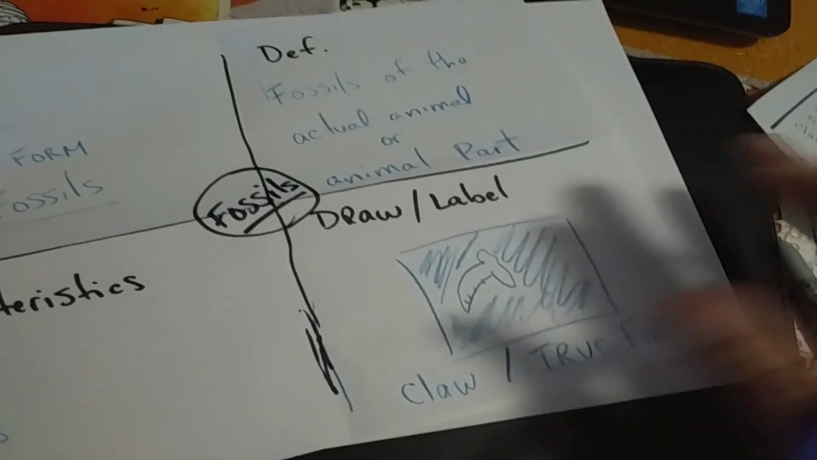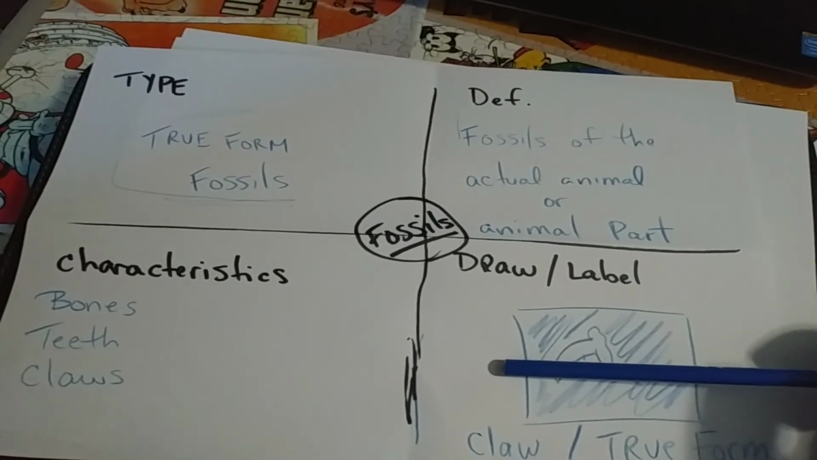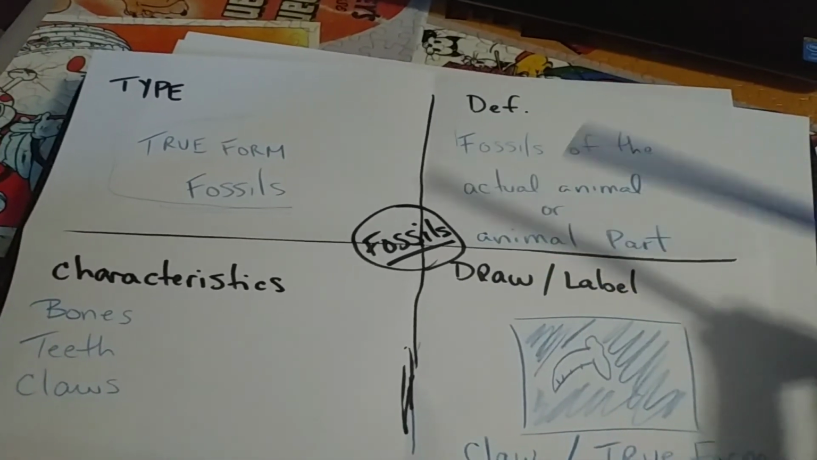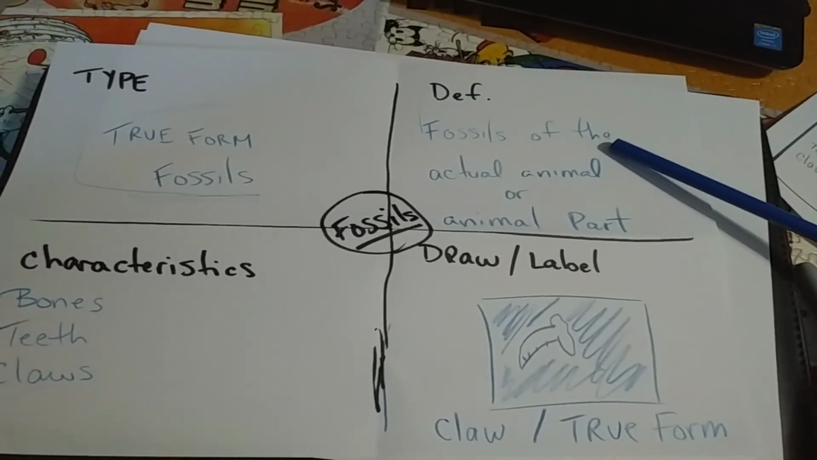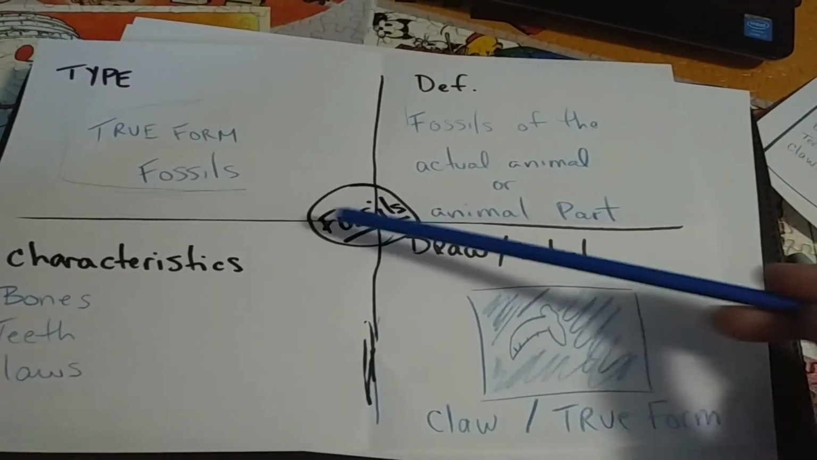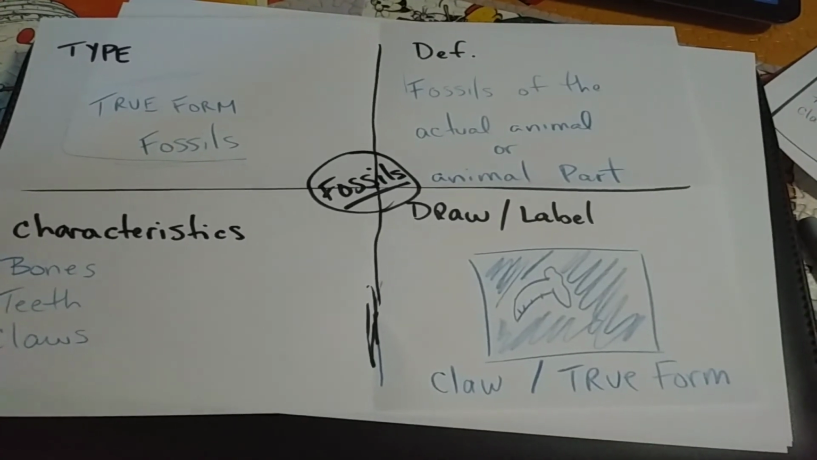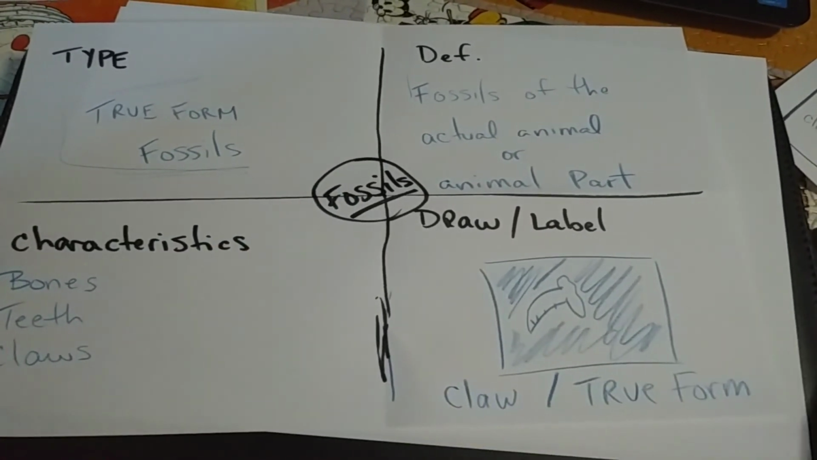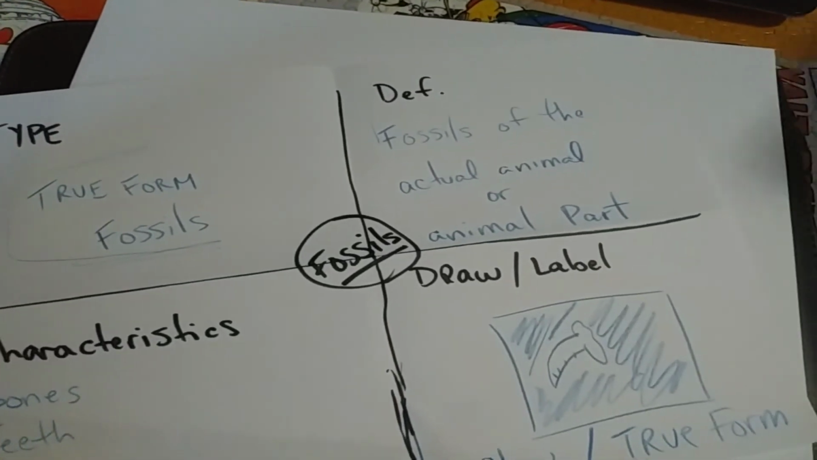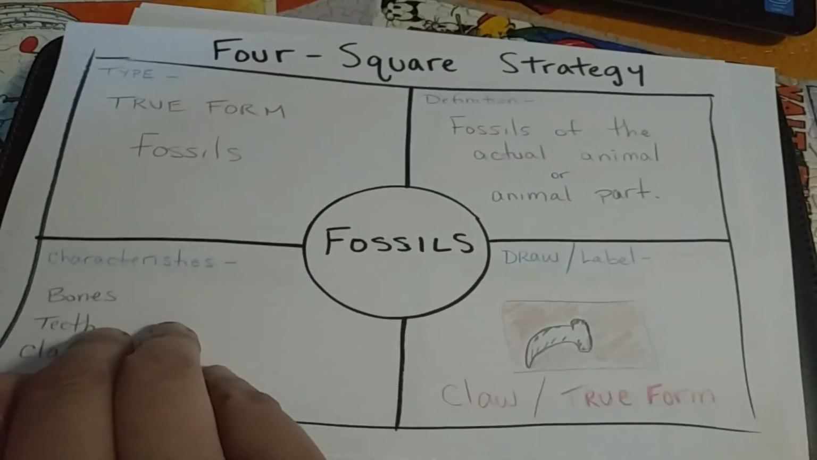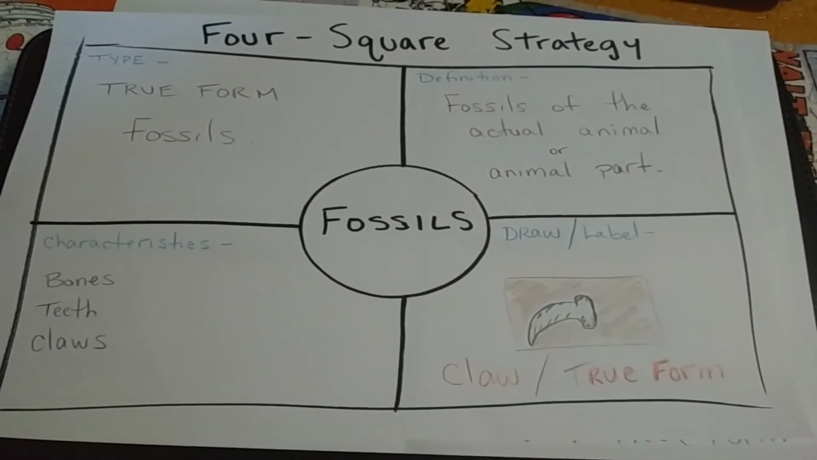So here you can see we have all 4 connections. We not only get to read it, we get to draw it, we get to understand and make connections about our fossils. And actually in this one it's about the different types of fossils. So again, this is the 4 square strategy, and here's the sheet that I did for my presentation earlier. It's the 4 square strategy, and it is a modification of the Frayer model.